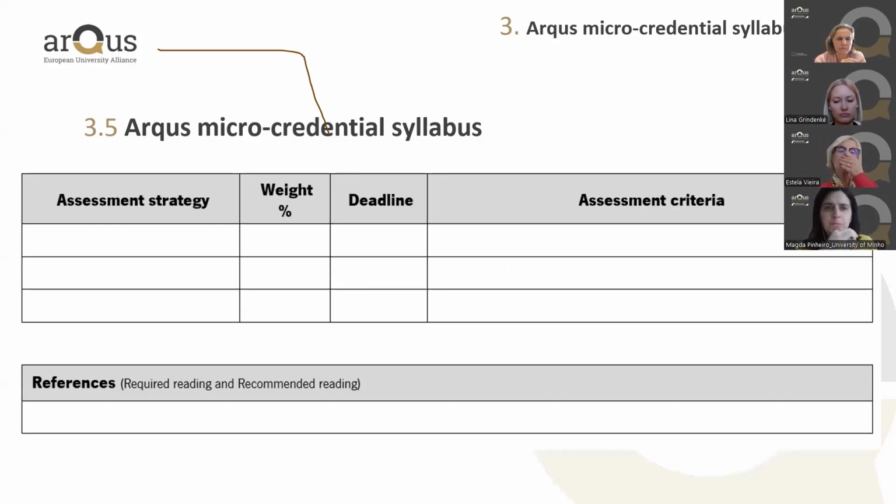Finally, the assessment. Assessment must also be determined from the beginning: the weight of theoretical work or practical work, the deadline, and the deliverables that you deem important for the student to provide you with. And finally, the references, the working materials that you need to share with the students for them to prepare the micro-credential. So I guess this is just an exercise that we came up with.